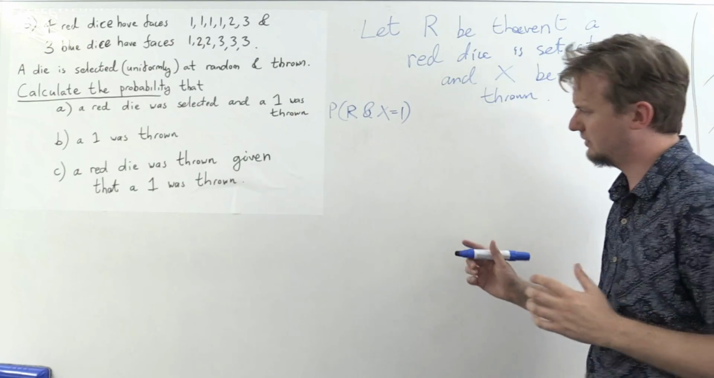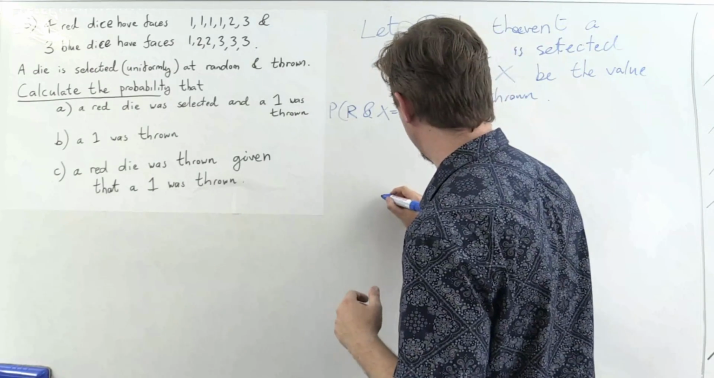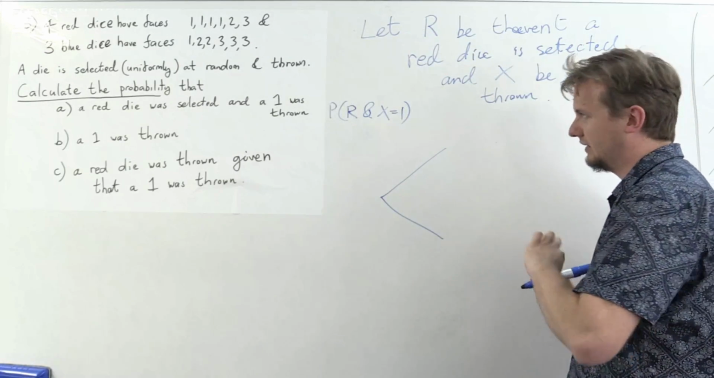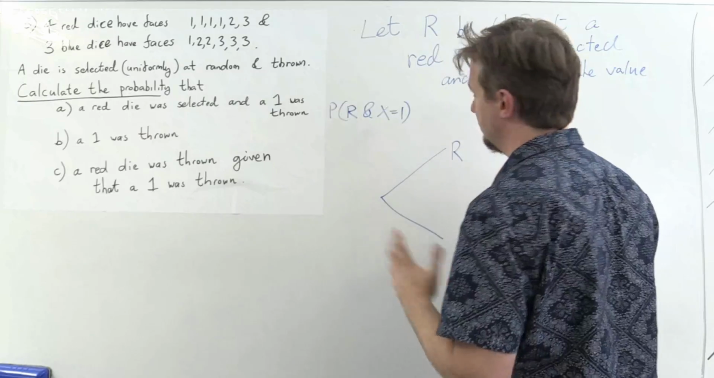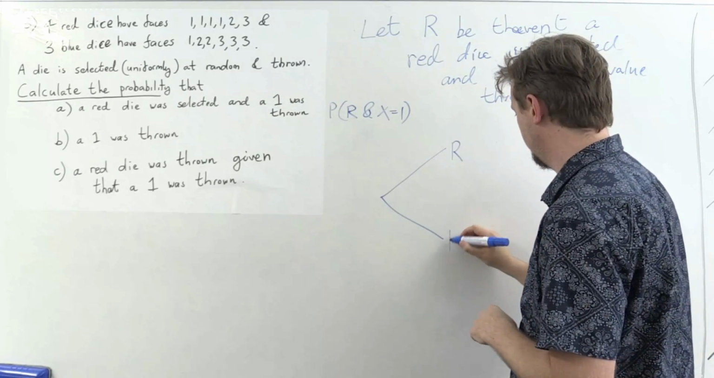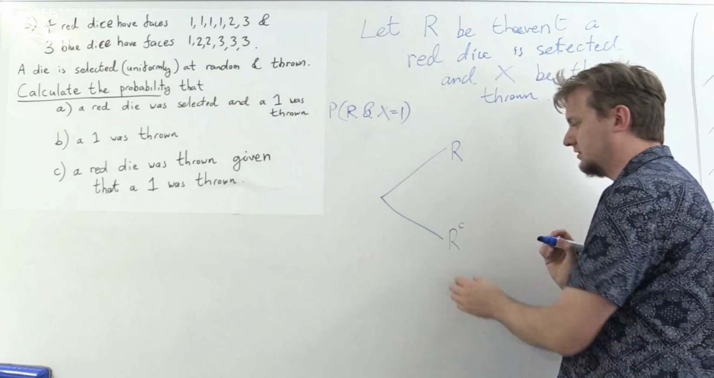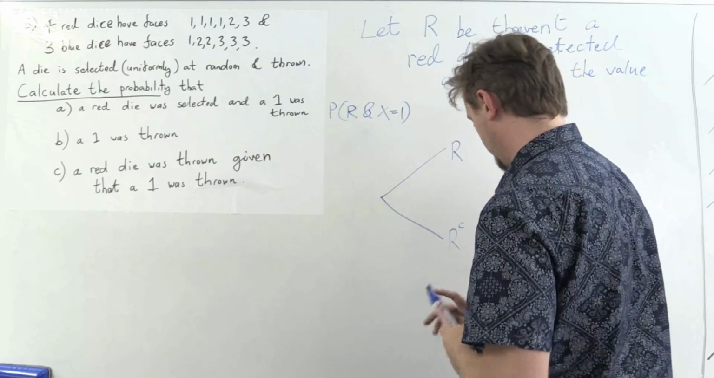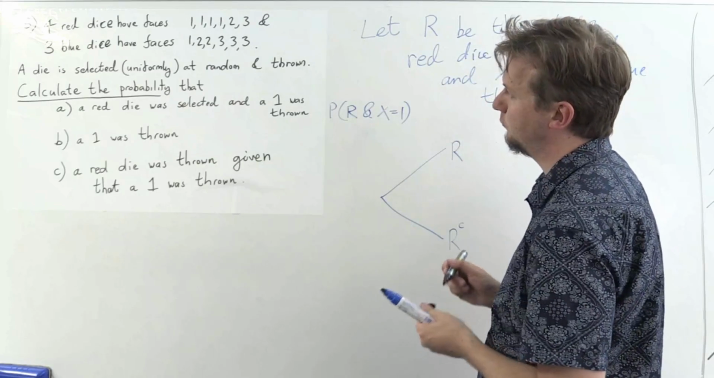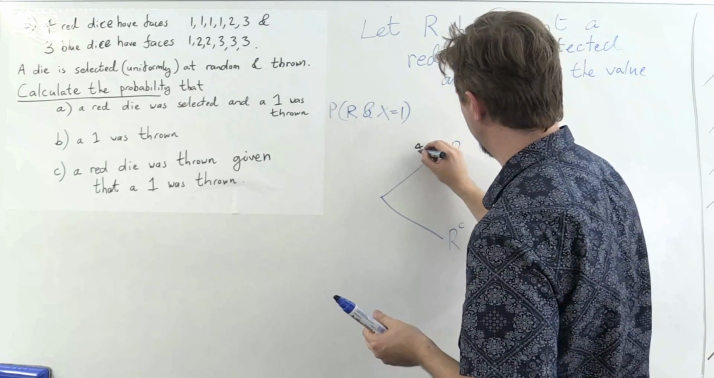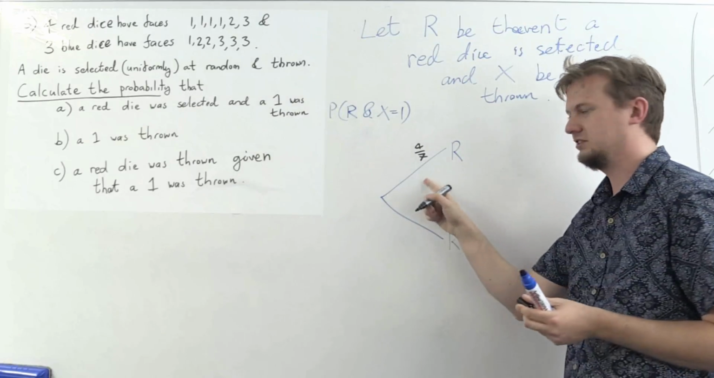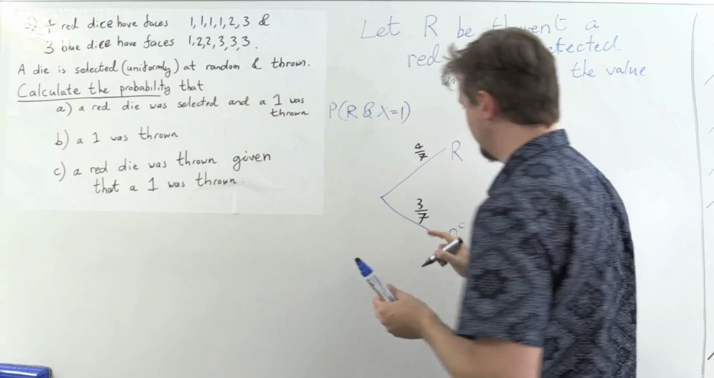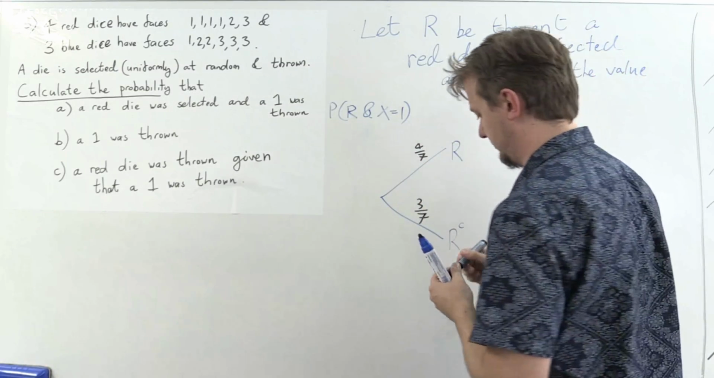So we can really easily collect together this situation if we were to make a tree. First things first, in this situation we either select the red dice or we don't select the red dice, which means we select the blue dice. I'm still going to write this using the set notation. This is the complement of selecting red, which is selecting blue. According to this, 4 of 7 dice are red. So there's a 4/7 chance that we end up heading up this branch, and that leaves us a 3/7 chance that we end up heading down this branch.